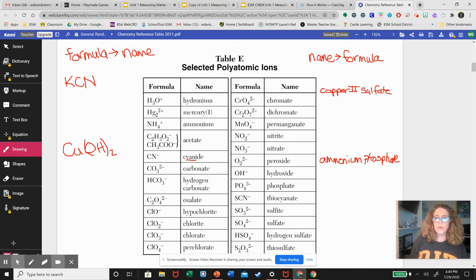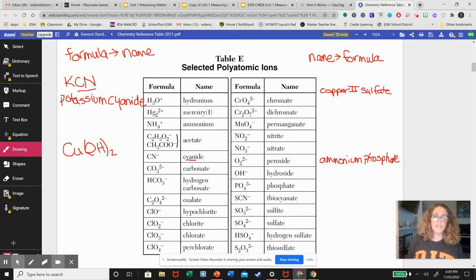So then what I'm going to do is I always name the metal first. So potassium for K. And if you're not sure what the symbol in the name is, you're going to use reference table S to get the name for K. So that's potassium, P-O-T-A-S-S-I-U-M. And now I'm going to name the polyatomic ion, which is this CN piece. I'm going to name it exactly as it appears on reference table E. And that is cyanide. So C, cyanide. All right, so now KCN, potassium cyanide.